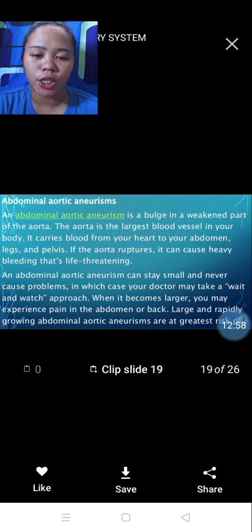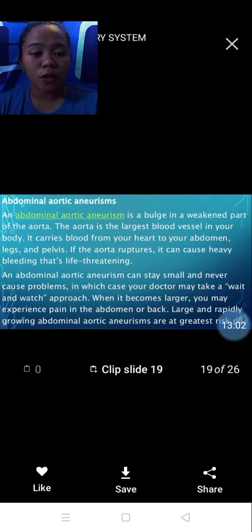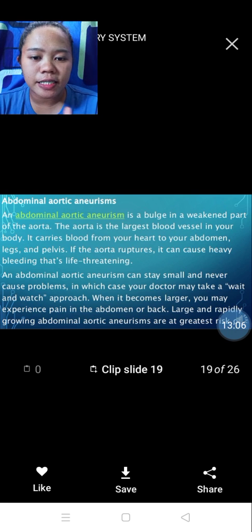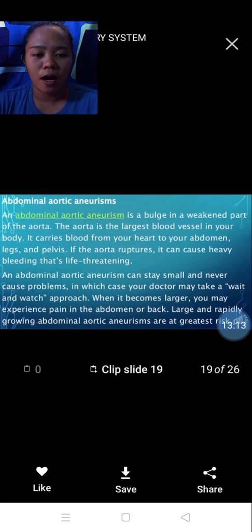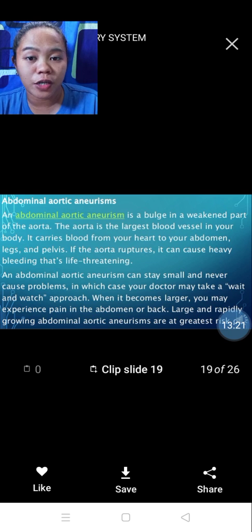Abdominal aortic aneurysm. So, it is a bulge in a weakened part of the aorta. The aorta is the largest blood vessel in your body. So, it carries the blood from your heart to abdomen, legs, and pelvis. If the aorta is ruptured, it can cause heavy bleeding that's life-threatening.